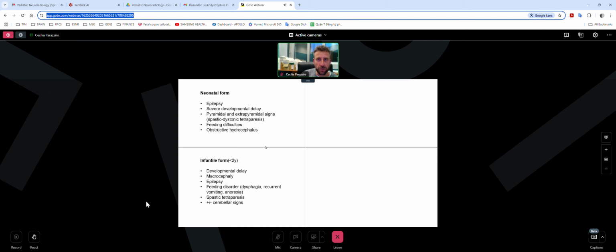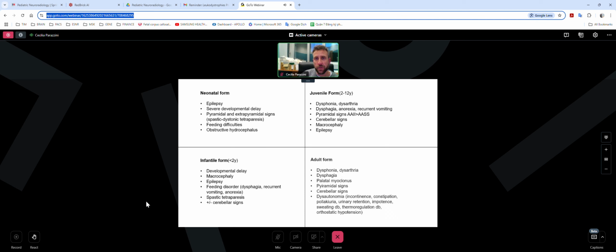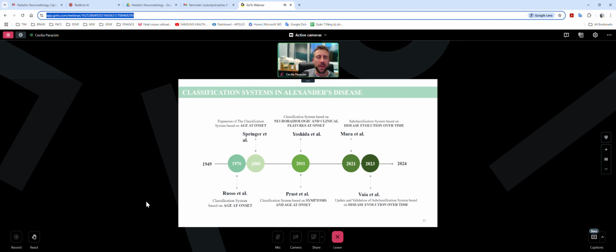the clinical picture, while in the other two subtypes, the juvenile form and the adult form, the signs of involvement of subtentorial structures are more evident, such as dysphonia, dysarthria, dysphagia, anorexia, and so on, which really are the prominent signs in the adult form. So this classification was proposed in 1976 and it was enriched in 2000 by the description of the neonatal presentation.